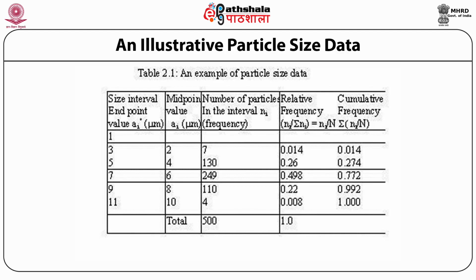Here, the sample powder contains 500 particles. The number of particles lying in different size ranges is tabulated in columns 1 and 3. In column 2, the midpoints of the size ranges are given. In column 4, the relative frequency of the particular size is tabulated, while in the last column, the cumulative frequency is given.